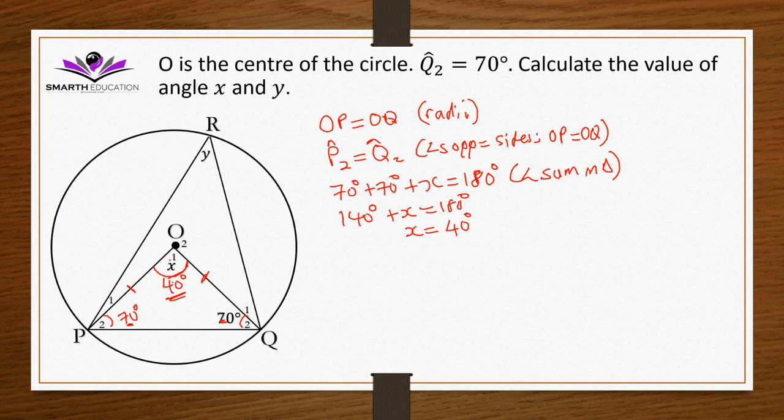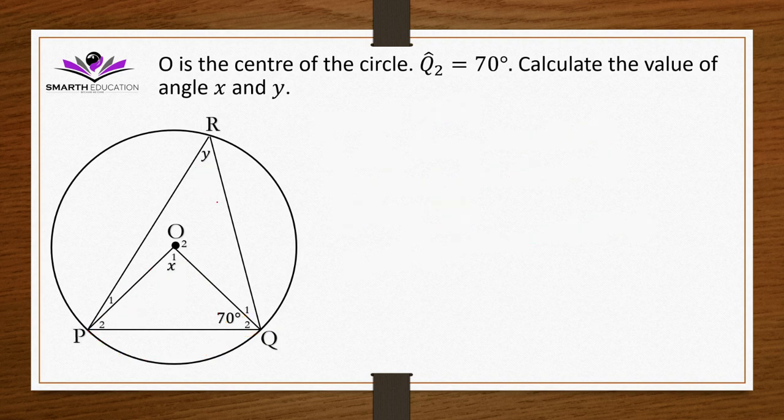If x is 40 degrees, y is going to be 20 degrees because they are subtended by the same arc here, PQ. X is at the center, y at the circumference. So therefore, y is equal to 20 degrees. Why? Because angle at center equals 2 times angle at circumference. We have solved for x and y. Done. Let's move on to the next one.